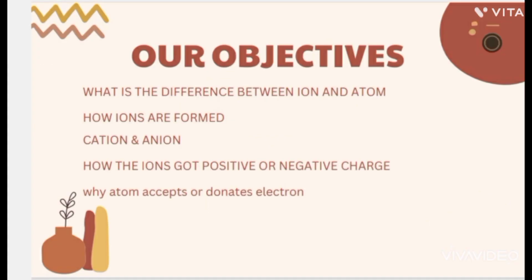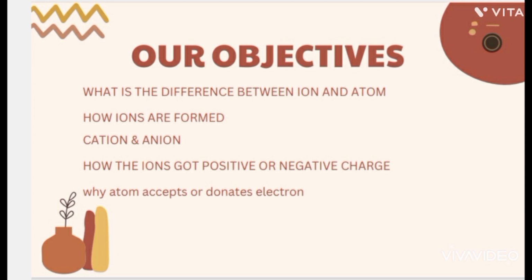Our objectives in this lecture will be to differentiate between ion and atom. We will discuss why ion and atom have different identities. Then we will also discuss how ions are formed. Later on, we will also discuss cation and anion formation and why they are called cation and anion. Then we will also discuss how the ions got positive or negative charge.